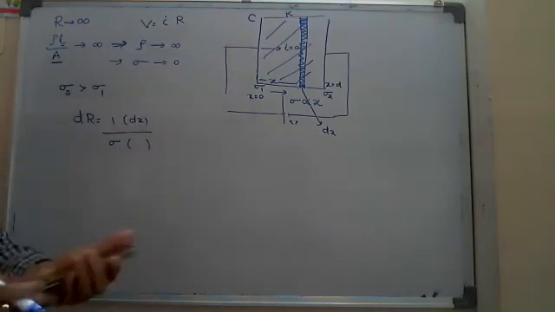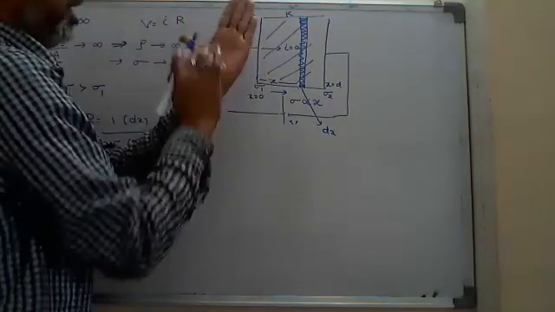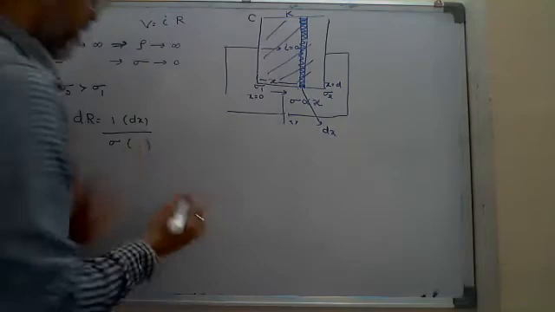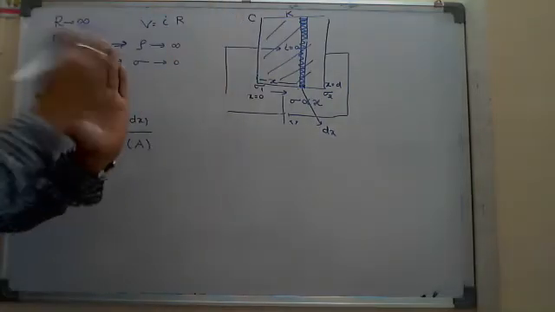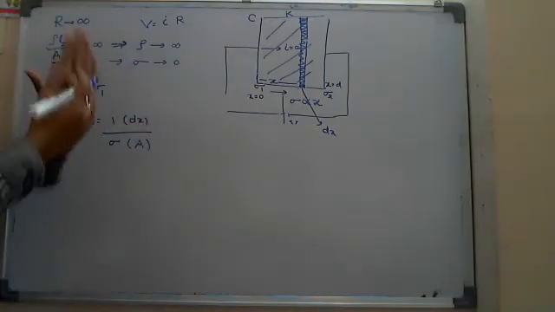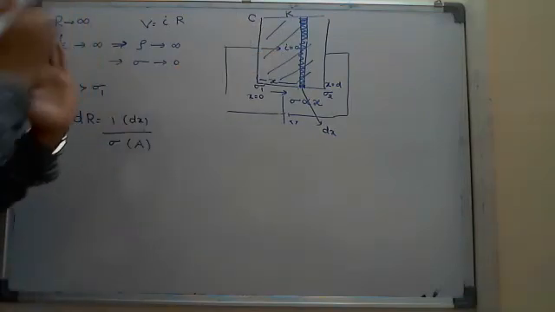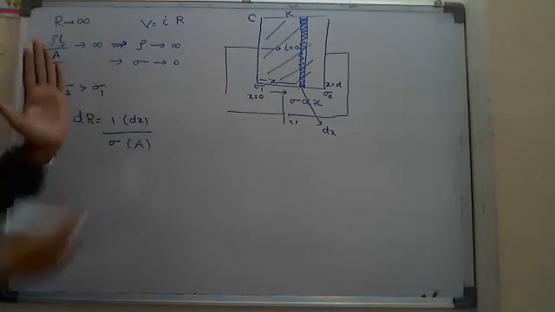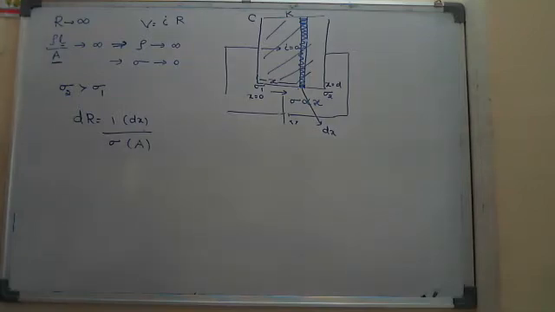So generally they give the area of each plate. That area is constant. That area I take as A. If they give square plates, then I write L into L. If they are given as circular plates, then the total model will change. If they are rectangular plates, I will take length into breadth. Likewise, I substitute the area of cross section here, that is, the area of each plate.